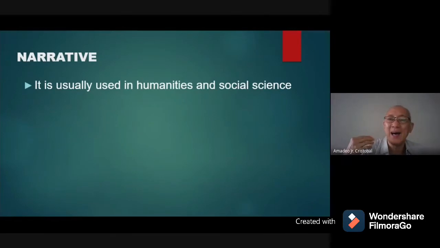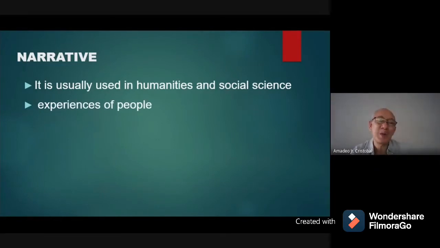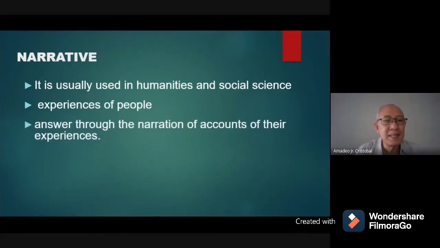So mass communication is an example, a body of science under humanities. And so you can use narrative. And when we speak about narrative, we are looking into the special and different experiences of people. And then in the narrative design or method, the answers to your statement of the problem will be through the narration of accounts of their experiences.